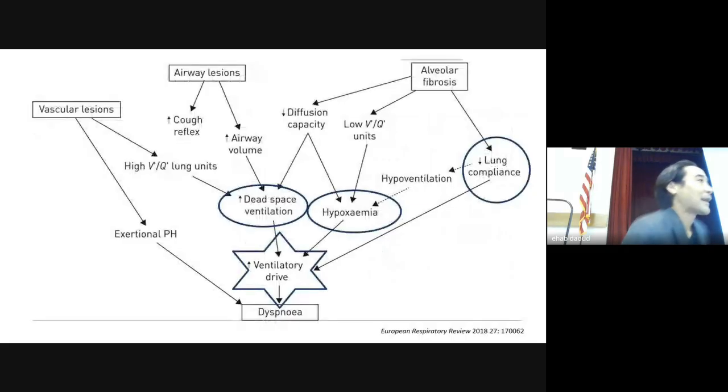So in short, because I'm also an intensivist, I love physiology. The reason it's so hard to breathe is the loss of lung compliance, plus the hypoxemia I discussed previously, plus dead space ventilation. The PaCO2 goes up, they're going to want to breathe faster, and then boom, intubation.